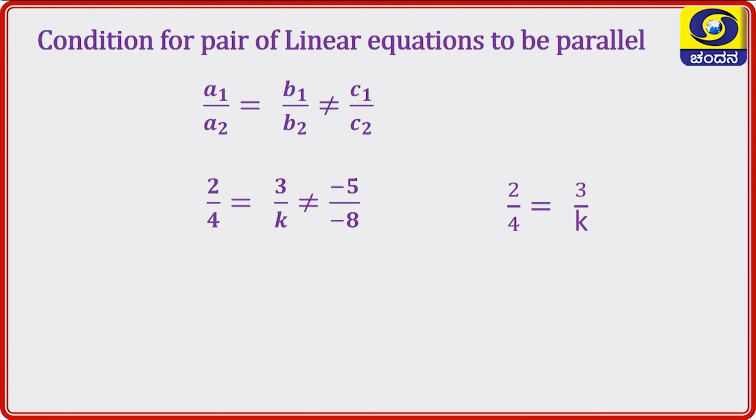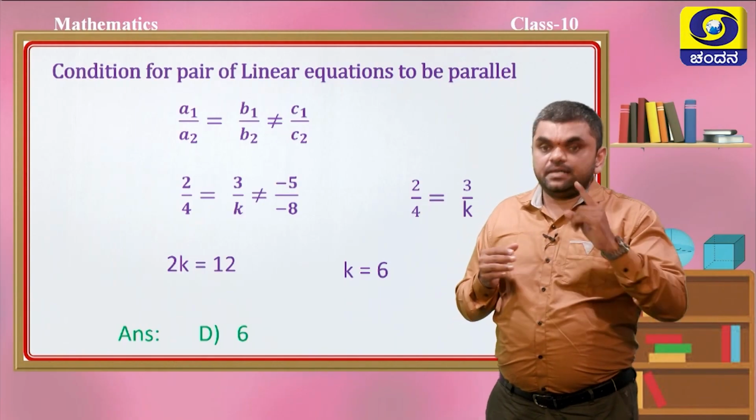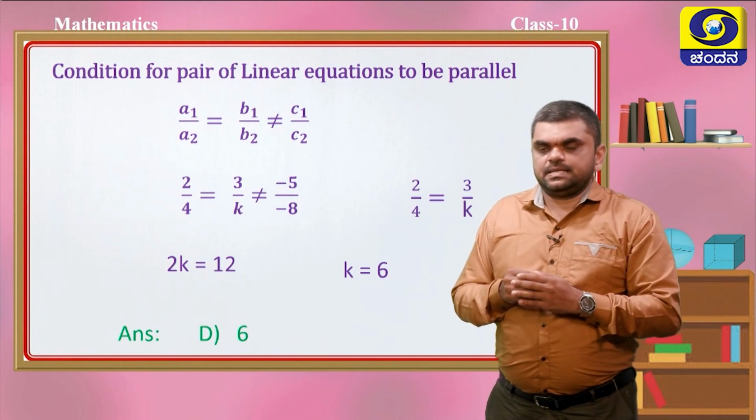So, we consider only two ratios here, a1 by a2 and b1 by b2, because both are equal. When we cross multiply, 2 by 4 is equal to 3 by k, so 2k is equal to 12 and k is equal to 6 here. We got the value k is equal to 6. So, the answer is option D, that is 6.